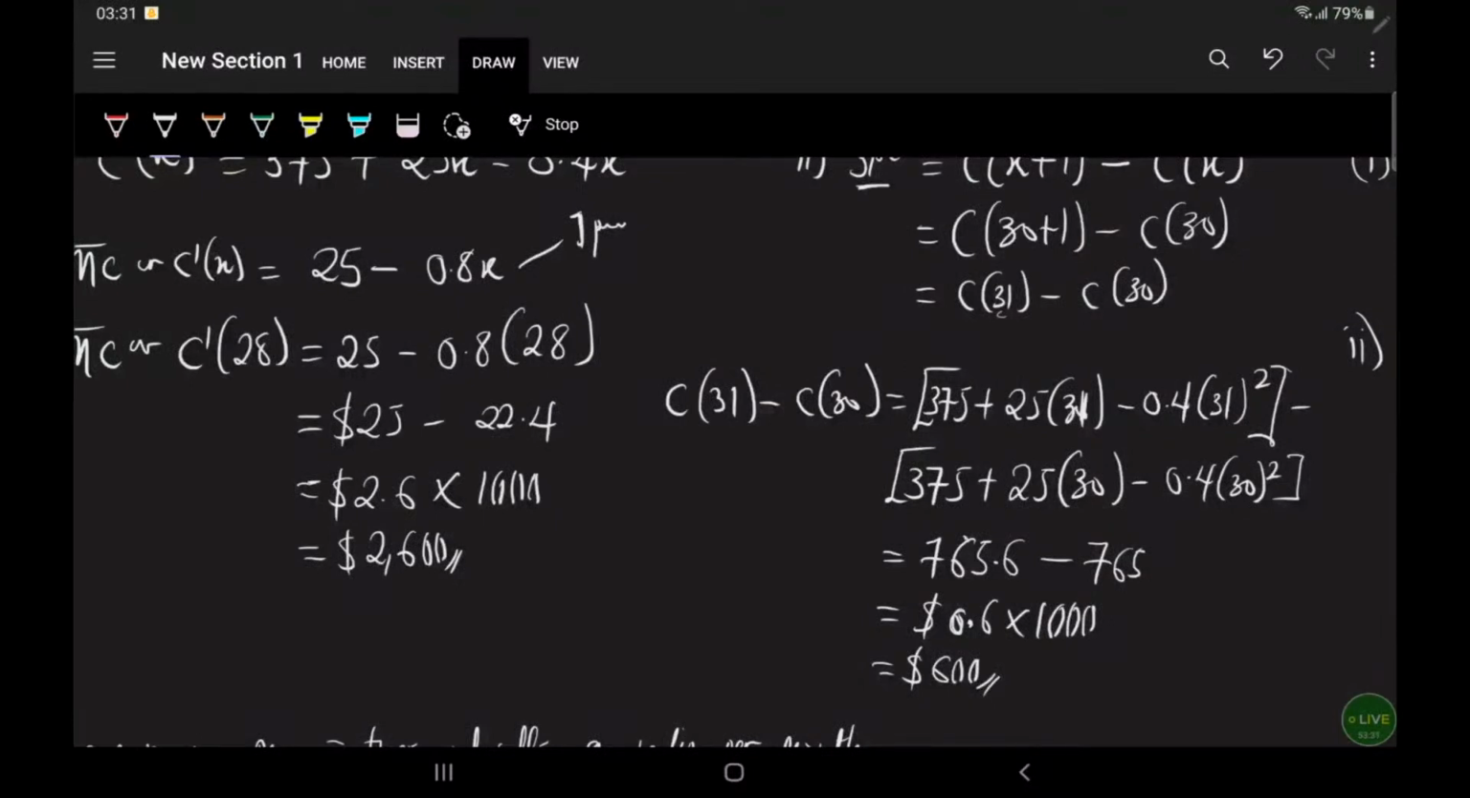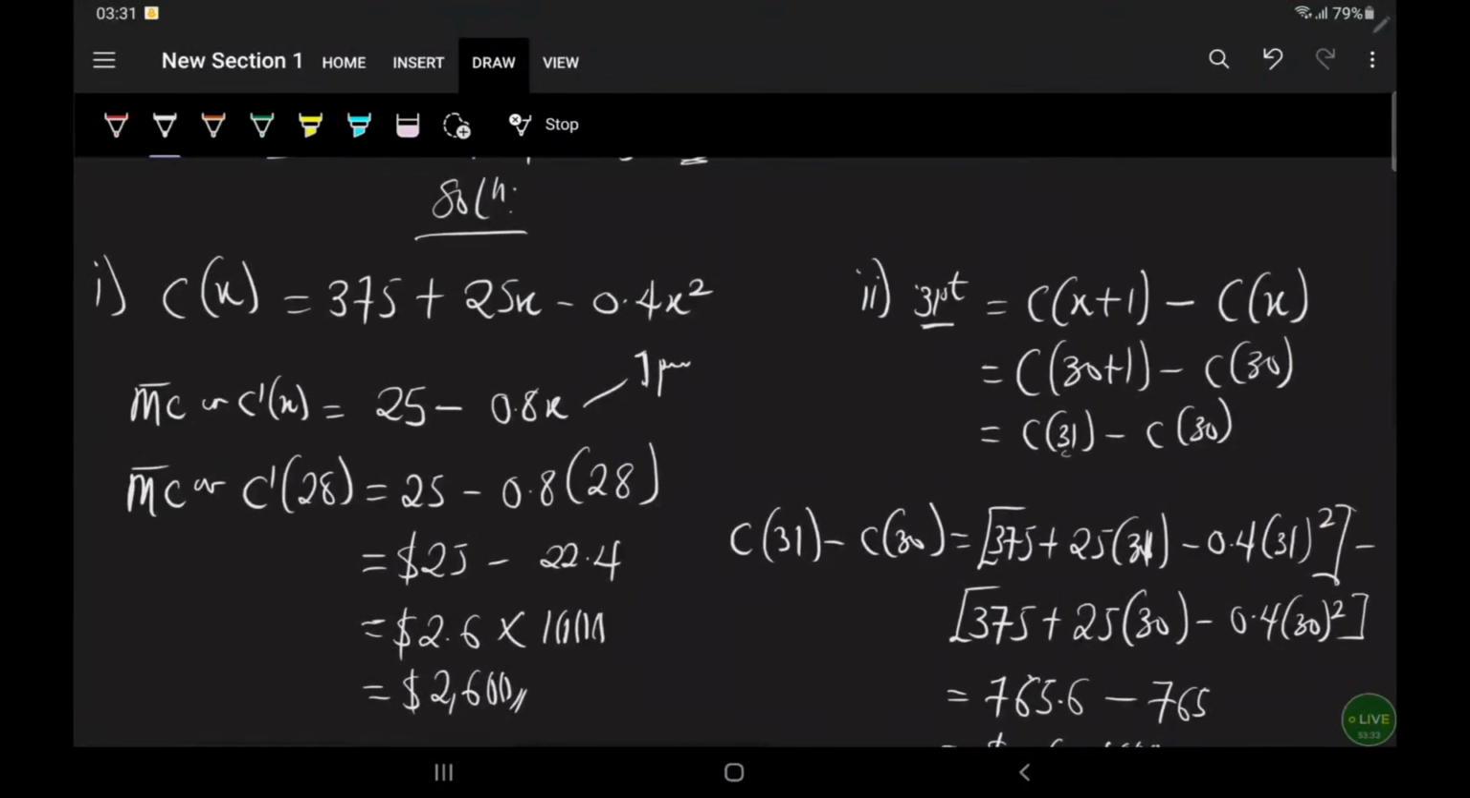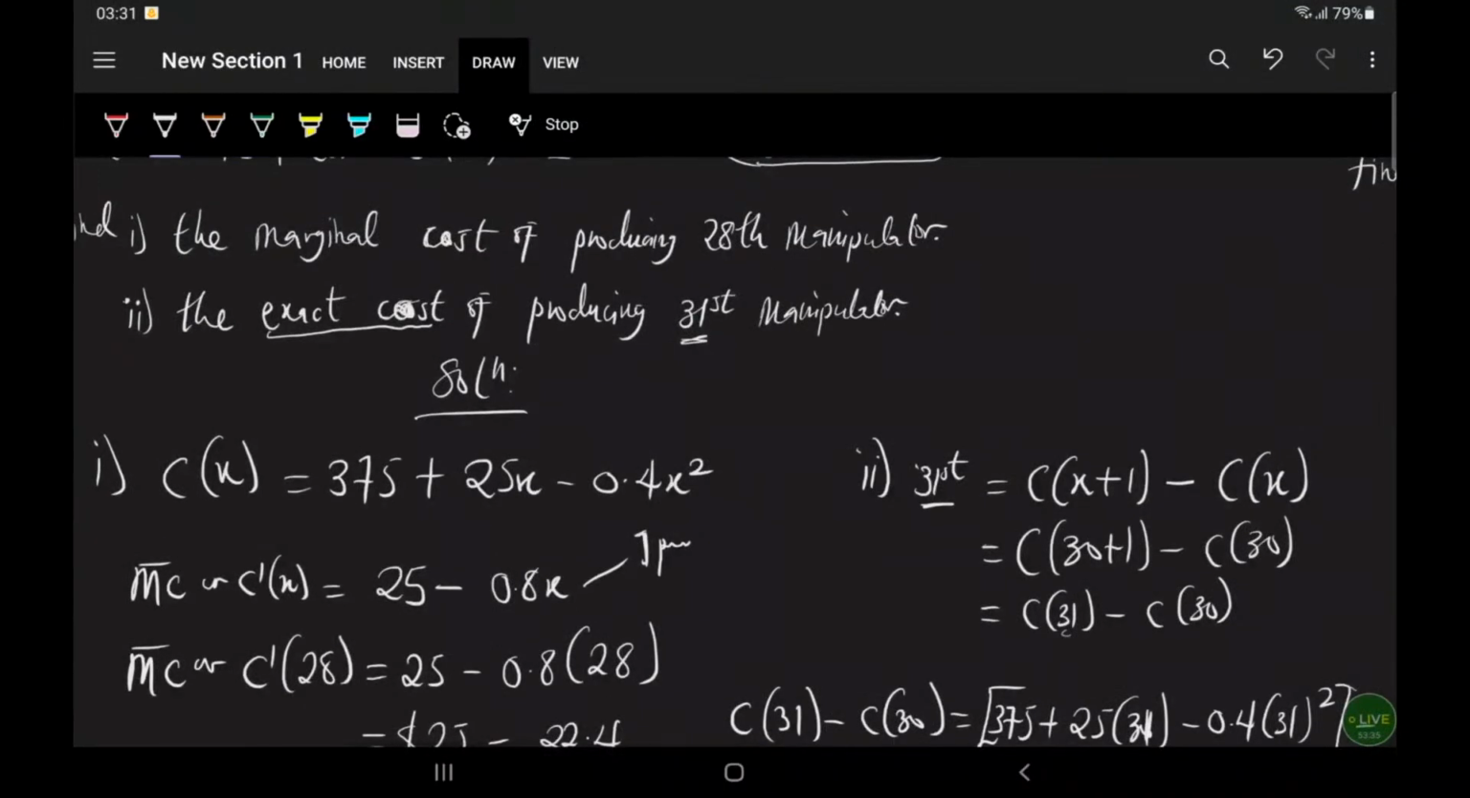So it's very simple. Let's say you were told to find the exact cost of producing the 30th manipulator. That would mean that the business's normal output of production is 29. They produce 29 outputs within a normal cycle of the business.